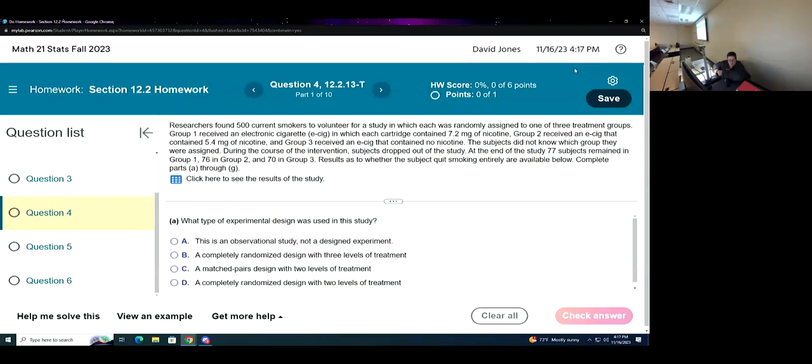During the course of the intervention, this is an intervention. Subjects dropped out of the study. At the end of the study, 77 subjects remained in group 1. So N1 equals 77. Group 2 has 76, so N2 equals 76. Group 3, N equals 70. Results as to whether the subject quit smoking entirely are available below.